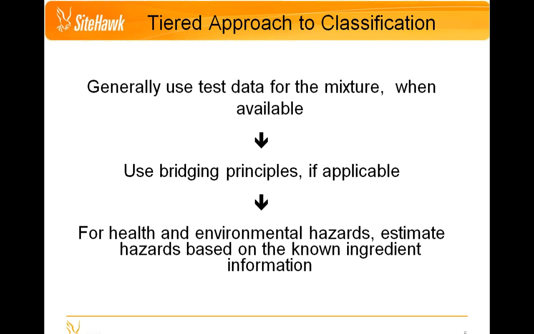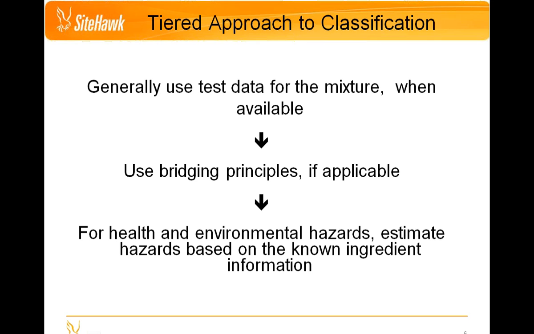And then last but not least are mixtures. And GHS utilizes a tiered approach for the classification of mixtures. So here you'll see the very first tier, you utilize material level data available for your mixture. If this information is not available, then you move to using bridging principles where applicable.